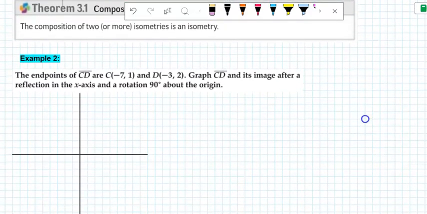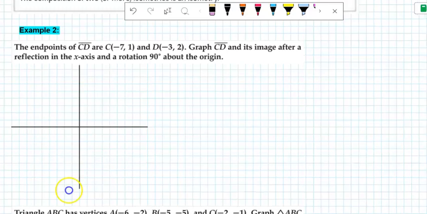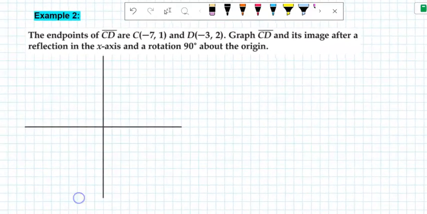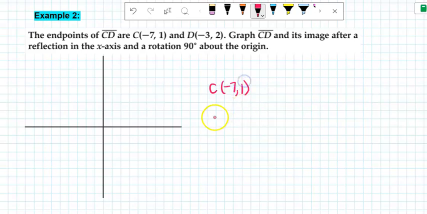Okay, so let's try one more different, not a glide reflection, just a regular one. This one, we're just graphing a segment here. So C is at -7, 1, and D is at -3, 2. So let's go ahead and graph that. 1, 2, 3, 4, 5, 6, 7, and -3, 2. All right. So there's our original.